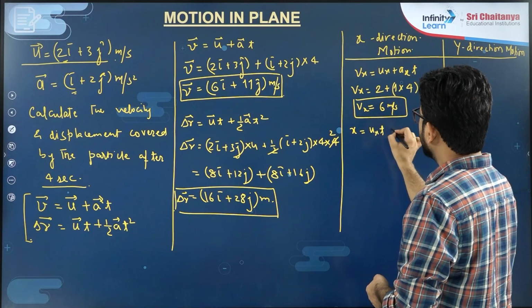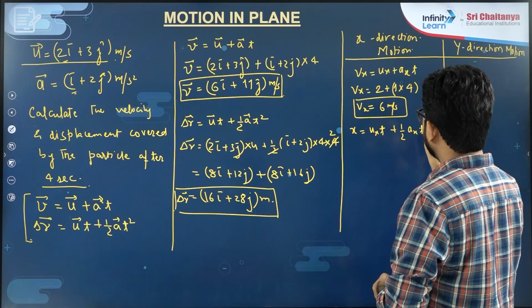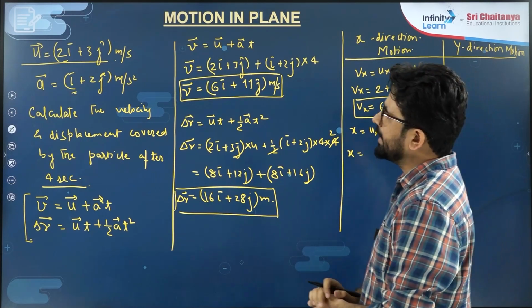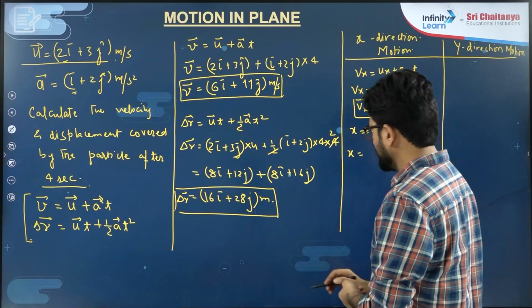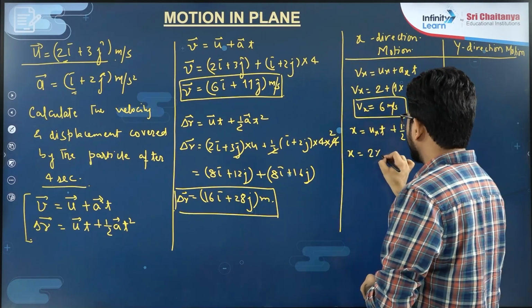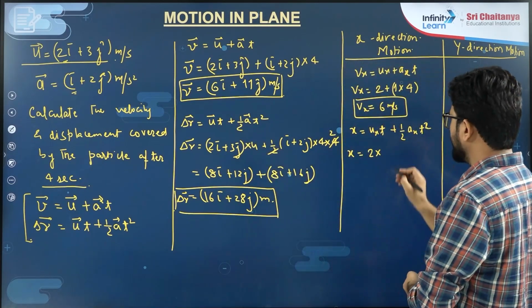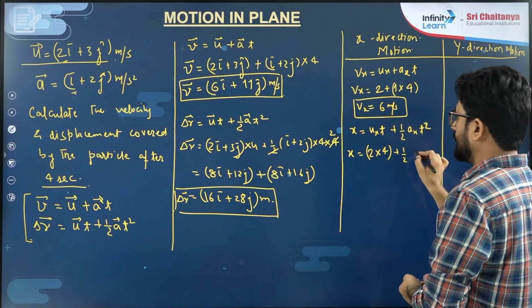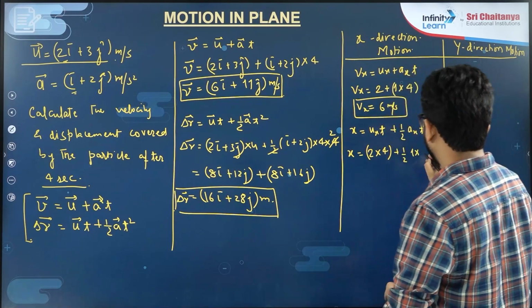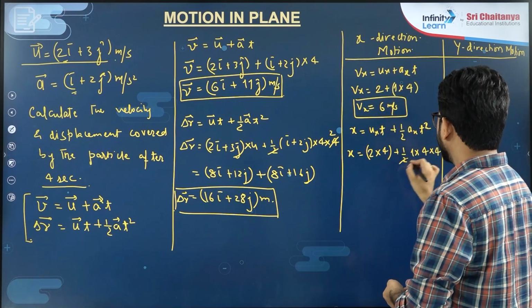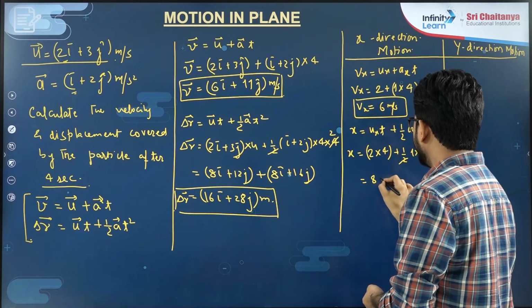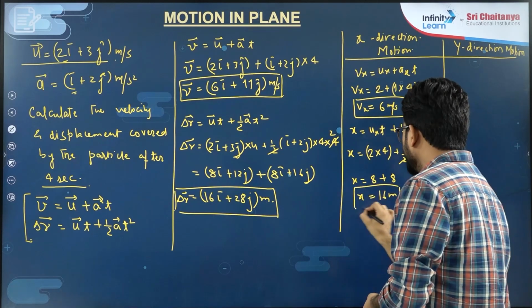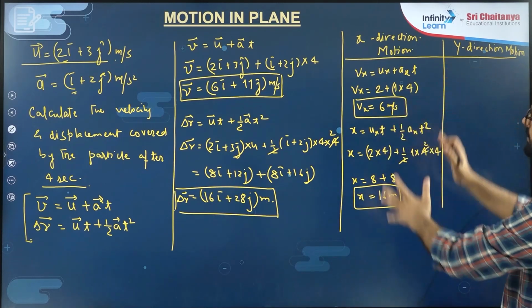Now, similarly, we can calculate x. X equal to uxt plus half of axt square. When you are putting this thing, you will find x equal to, what is ux? Ux is equal to 2. You can put the value, and time is again 4 seconds. You can put 1 by 2. Ax is how much? Ax is 1, and time is again 4. Now solve it. This becomes 8 plus 8. Total x is equal to 16 meter. You can check it. This is the x direction motion.